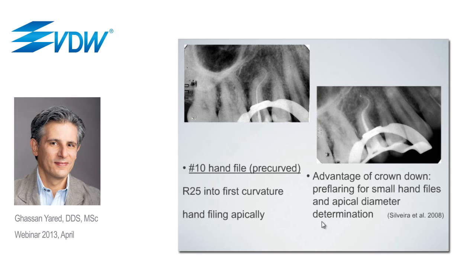This is when I started using hand files, and I knew in this case that no matter what, I will not go into the second curvature with the R25.